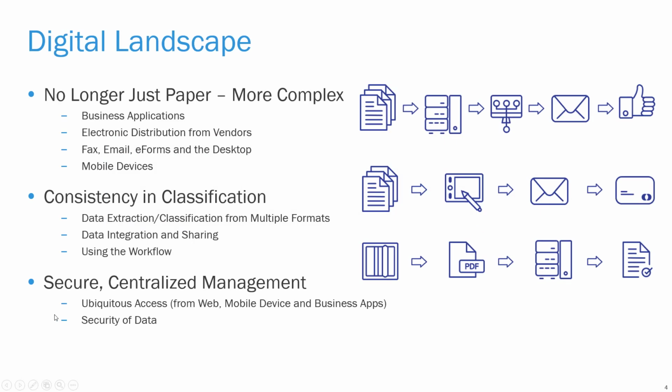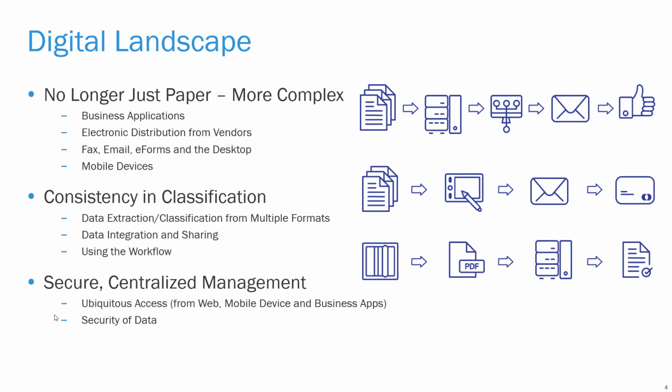A digital future. The digital landscape has slightly changed over the last few years. Historically, we've worked a lot with paper and with a small amount of electronic documents, but that's shifting around. We're still working with paper, but we're working more with more complex channels, with business applications outputting documents, vendors electronically distributing documents to us, fax, email, electronic forms and documents on the desktop that need to be captured in some way. And we've got the addition of mobile devices as people use them around the organization. They want to capture and access information from there.